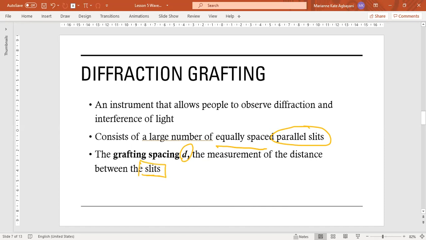Okay, wait for a while. Okay, so this D is the measurement of the distance between the slits.